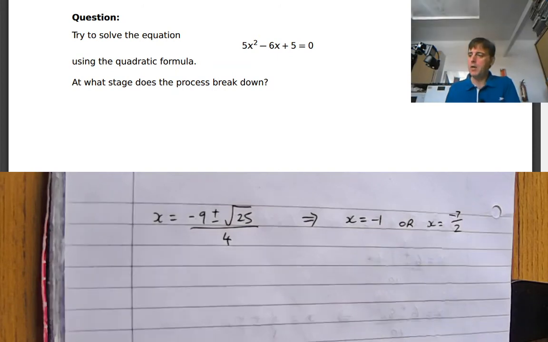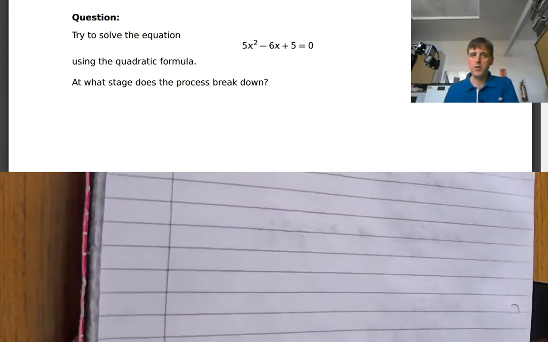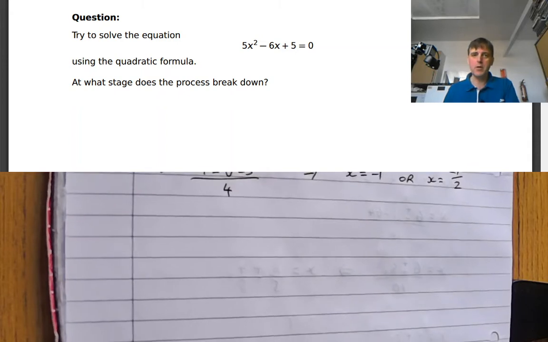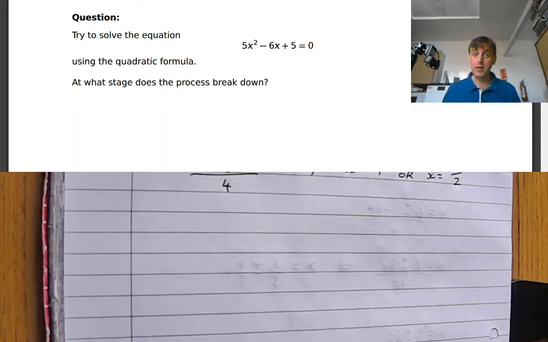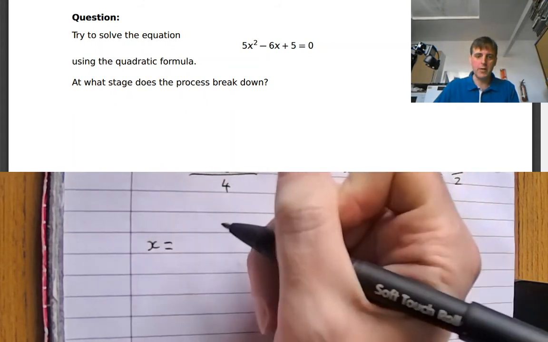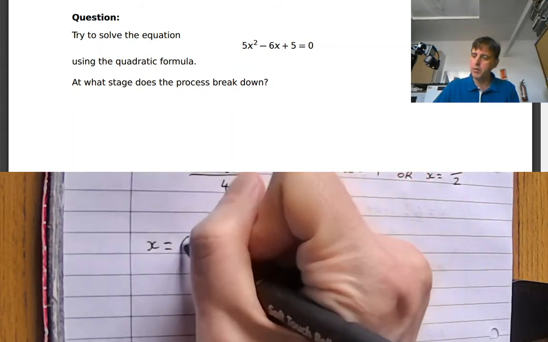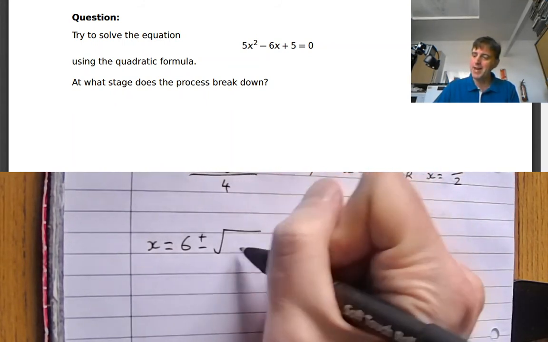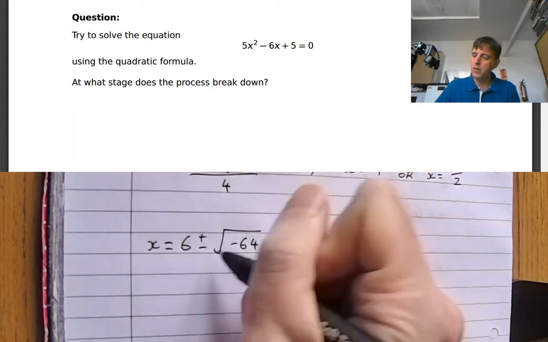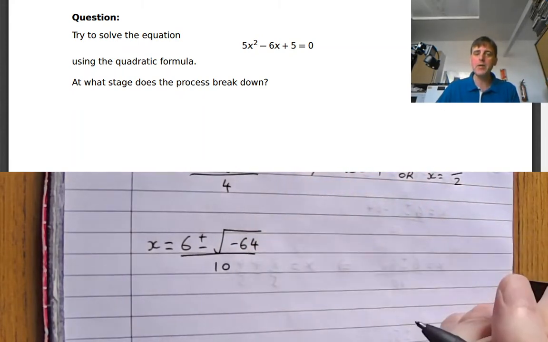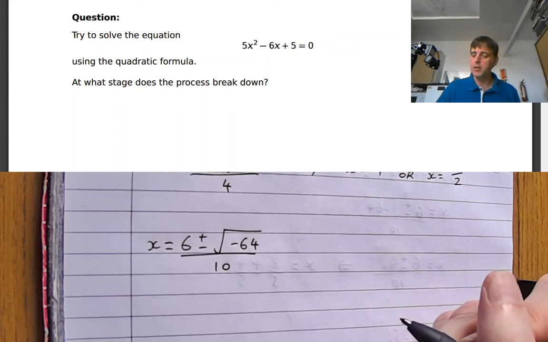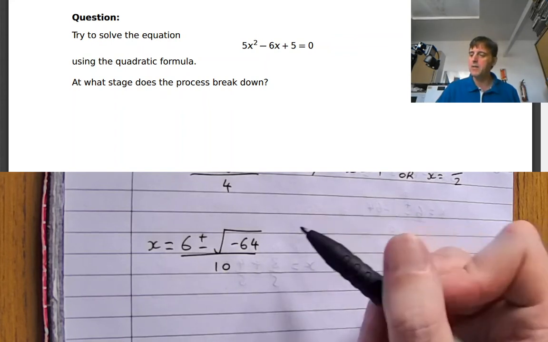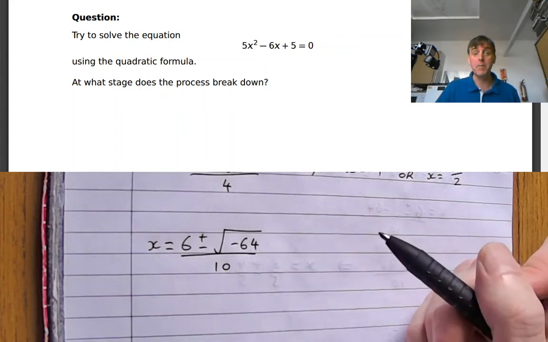Okay, so again, this one I think hopefully if you're familiar with that quadratic formula you shouldn't have too many problems with at least starting this question. When you try and use that quadratic formula though, you should end up with x equals 6 plus or minus the square root of negative 64 all over 10. And you might stop here because you're looking at this and thinking to yourself, well, that negative 64 under the square root might be a problem.